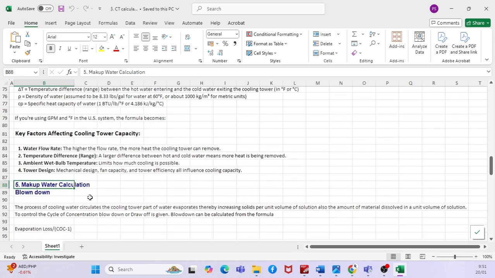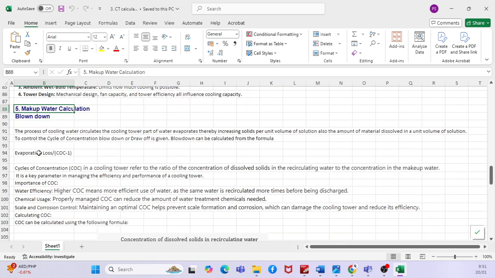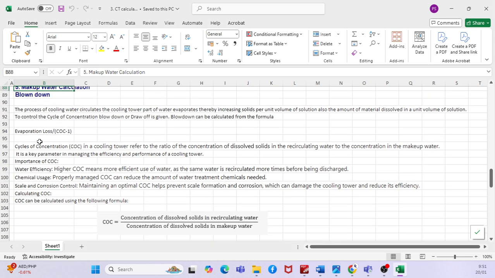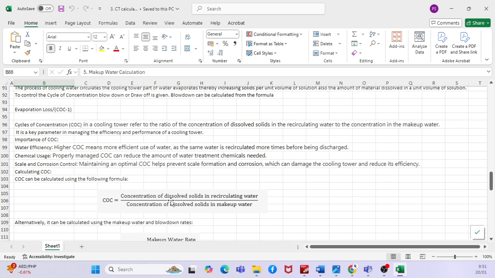Now when you calculate the makeup water, you have blow down losses, right? So you can say evaporation losses divided by COC minus 1. COC is nothing but the concentration of dissolved solids in recirculated water divided by the concentration of dissolved solids in makeup water.